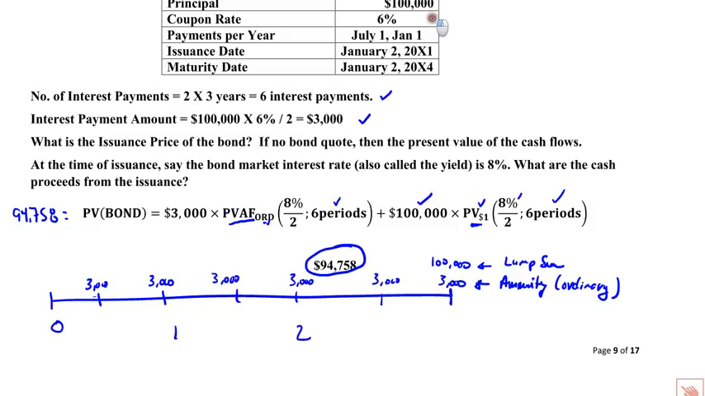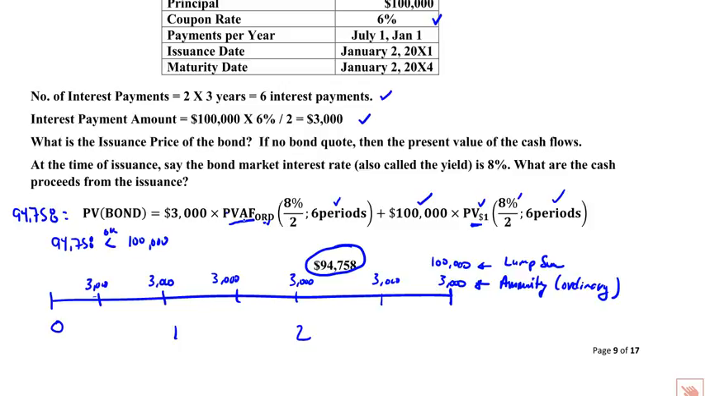The coupon rate is accruing at 6%, but you're discounting at 8% annually, 4% per period. Yes, it makes sense. 94,758 less than 100,000 is okay. Why is that? Well, what happens with a bond, it pays $3,000 every 6 months. It keeps the payments the same to whoever buys the bond.